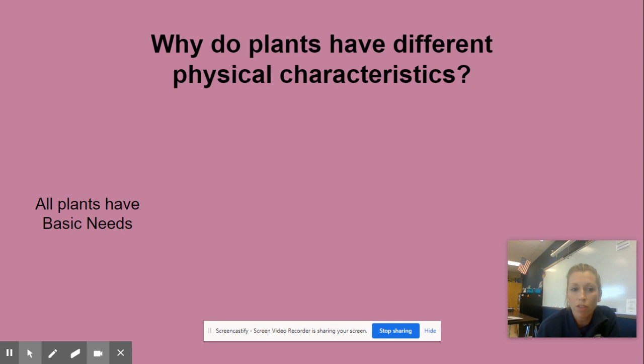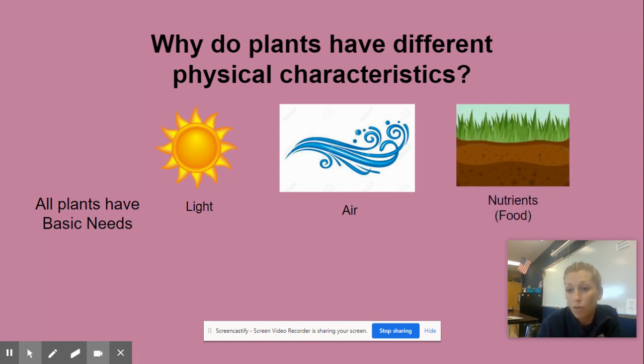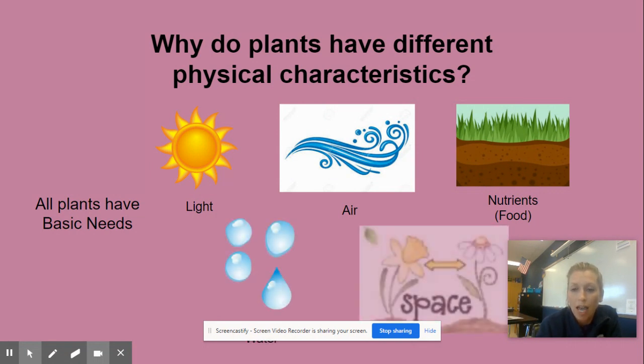We're going to start with the fact that all plants have basic needs. They have basic things that they need to survive. One is they need sunlight. They need air, or carbon dioxide. They need nutrients, or food, and they get that from the soil. They need water and they need space. They need room to grow.